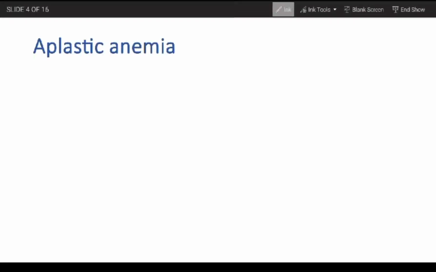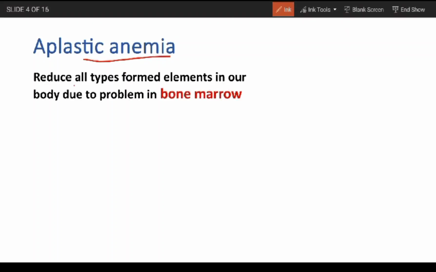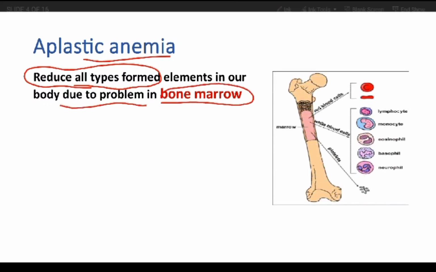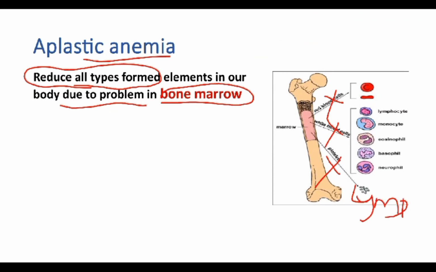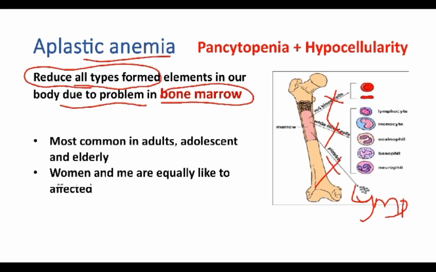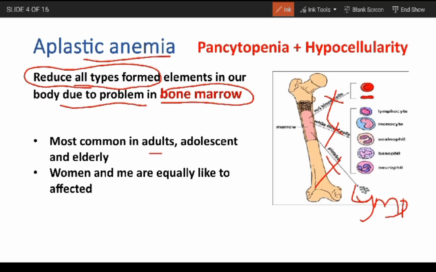Now come to the topic, aplastic anemia. It is a rare but serious condition with reduction of all types of formed elements due to abnormality in the bone marrow. Because of no RBC, no WBC and no thrombocytes except lymphocytes, it is also named pancytopenia with hypocellularity. Okay? Epidemiology. It is most common in adults, adolescents and the elderly. Women and men are equally affected.